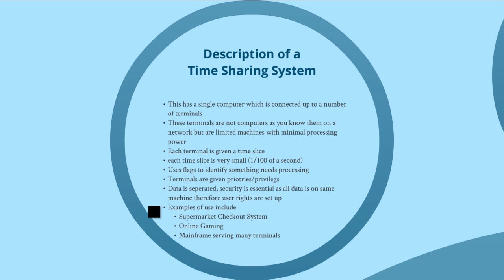It uses flags to identify that something needs processing. Terminals are given priorities or privileges. The data is separated. Security is essential as all data is on the same machine, therefore user rights are set up. So the main machine will have all the data. An example of this would be a supermarket checkout system where you have lots of mini terminals, but then you'd have one main computer that serves all those terminals. And online gaming is another example of time sharing. And a mainframe serving many terminals again.